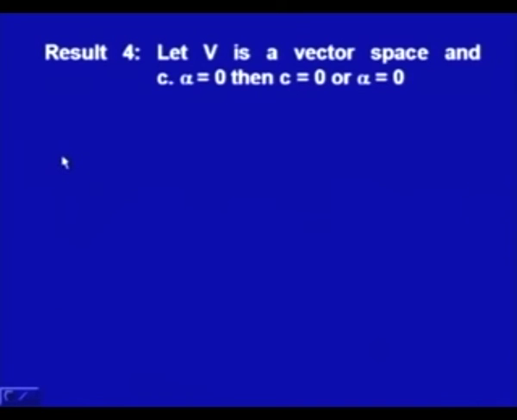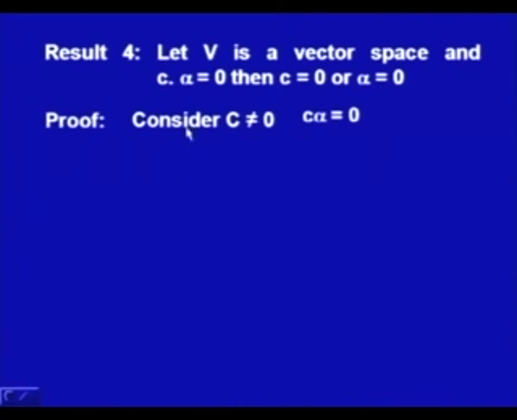Now the fourth result says that if V is a vector space and C dot alpha is equal to 0, then C is equal to 0 or alpha is equal to 0. So whenever C alpha is 0, then one of the two things must happen, either the scalar is 0 or the vector is the null vector. To prove this, we first consider that C is not 0. With this we will prove that alpha is equal to 0.